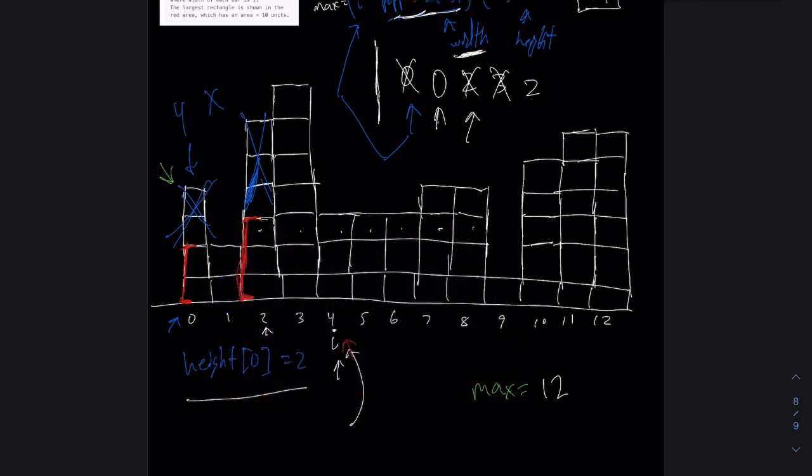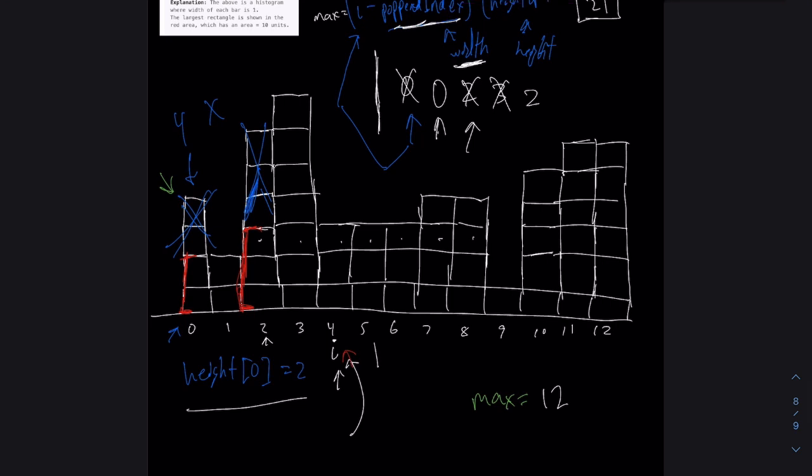So if we continue this, let's move on to here. We see it's height 3. Like I said, if the heights are the same, we don't do anything. Go to here, still the same. We don't do anything. So now we go to here. We see 7.